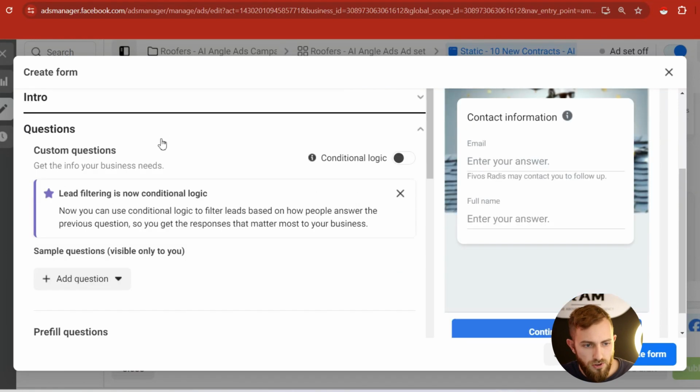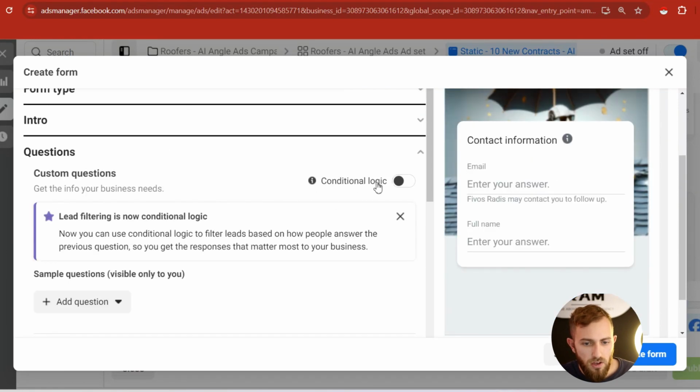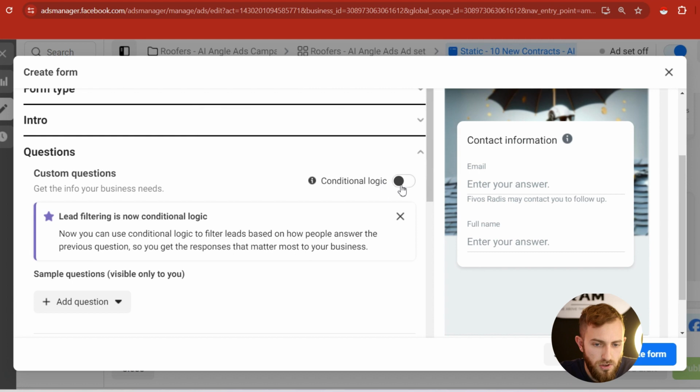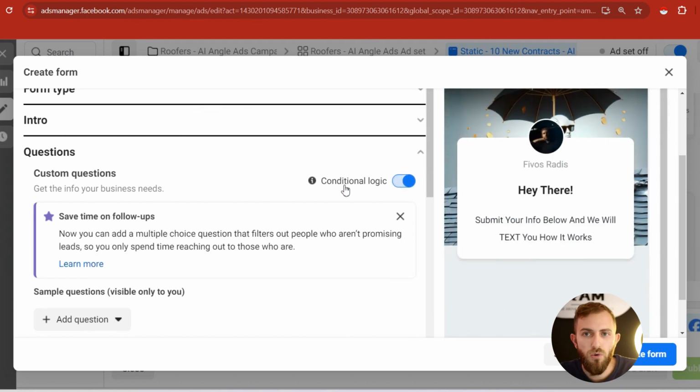Then you go to questions. You want to toggle on conditional logic. As you can see here, it says create a form that changes based on how questions are answered and filter people as a lead or non-lead. And this is because you want to have a pre-qualification question to your lead so that you don't waste your time talking to people that either are broke, are not qualified, they might be in another industry and stuff like that.